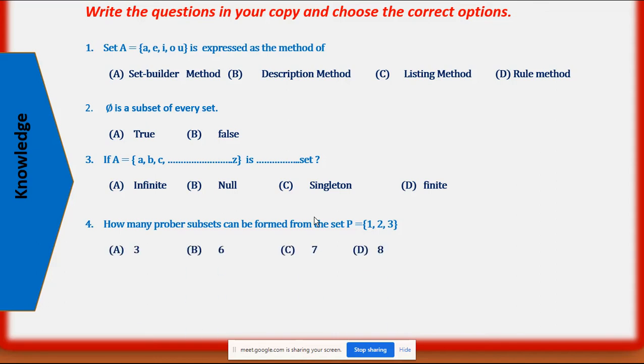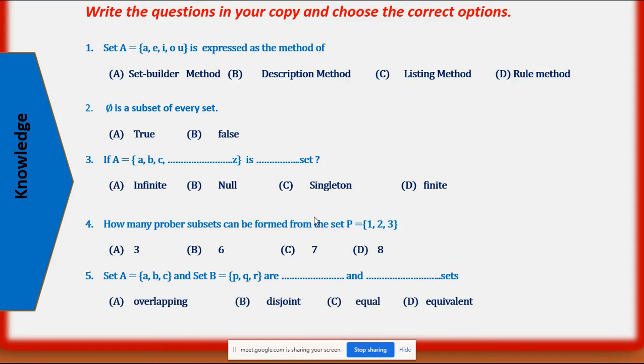Set A is {a, b, c} and set B is {p, q, r}. Are they overlapping, disjoint, equal, equivalent? Please. Question number 5, dear students. Disjoint only. I have mentioned options.